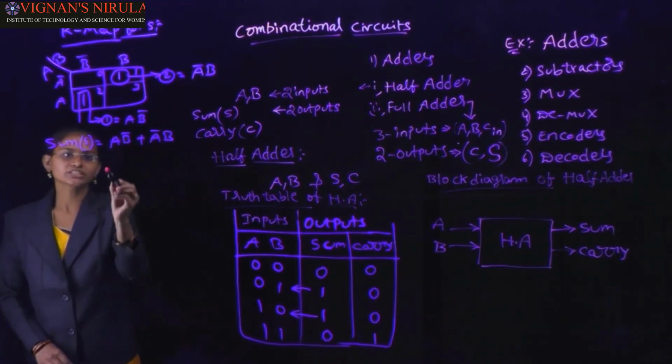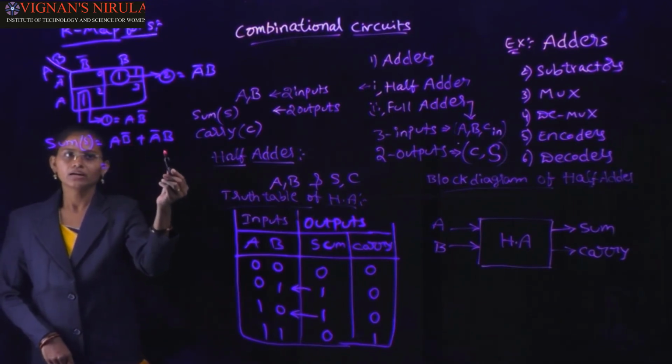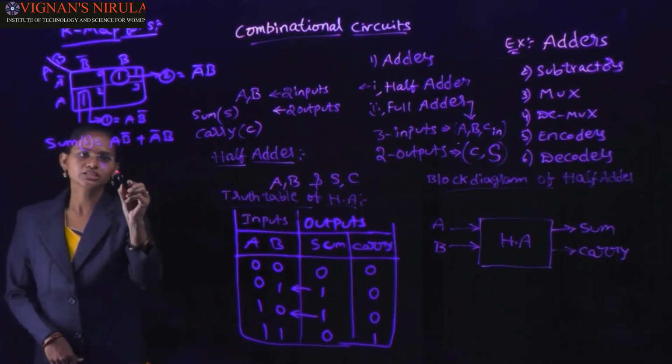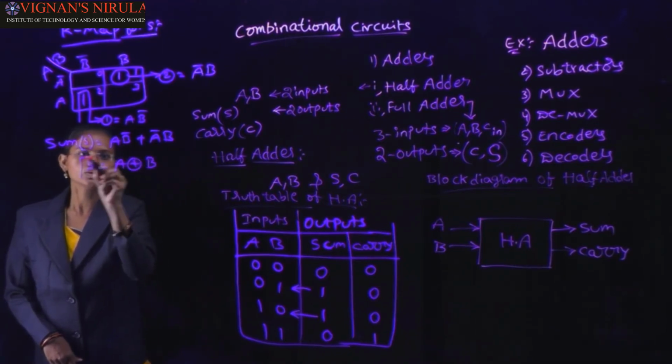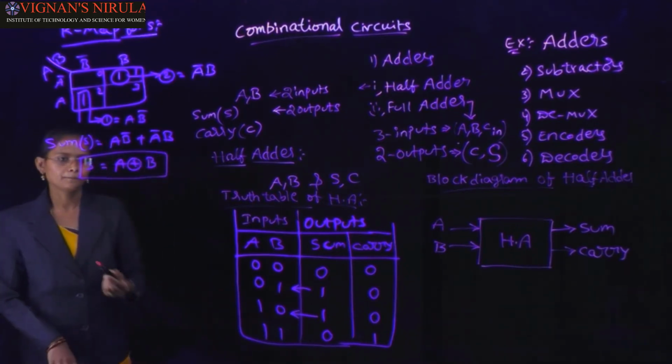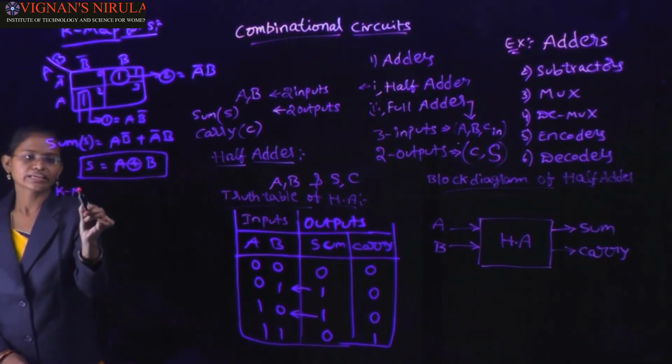This expression in XOR form is A bar B plus A B bar, which is A XOR B. Sum is equal to A XOR B. Next find the carry.